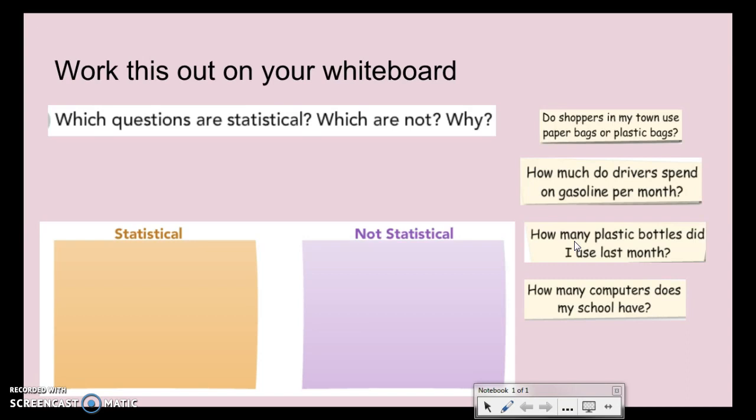You guys are going to look at these 4 questions and decide what's a good statistical question and which ones are not very good statistical questions. And remember, statistical questions have more than one possible answer. Okay, so pause the video and think about it with your neighbor for a second, and then see if you guys can formulate a really good argument as to why you think it's a good or bad statistical question. Okay, go.